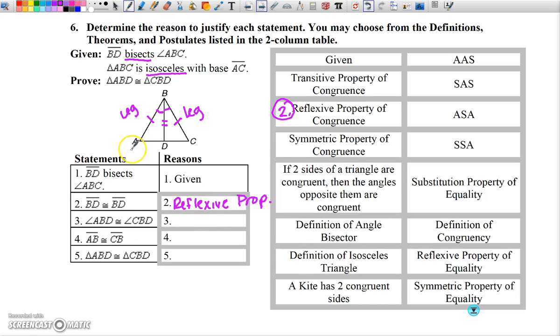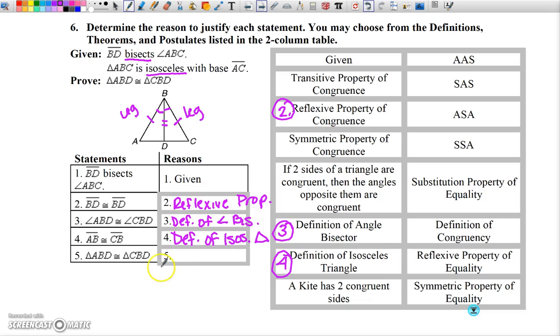All right, number 3, we're looking at angle ABD, which I marked here, and it's congruent to CBD over here. Well, we knew that because BD was bisecting that angle. And so if you look at this right here, that's your definition of angle bisector. All right, then we have AB congruent to CB. Well, we marked that, and the reason that we could do that was because it was an isosceles triangle. So there's your next step, that is your definition of isosceles triangle.